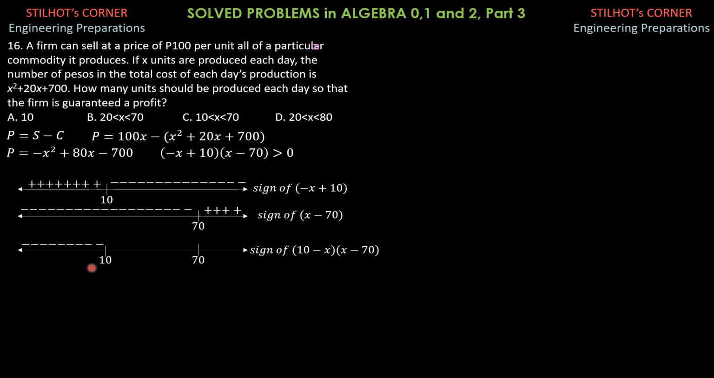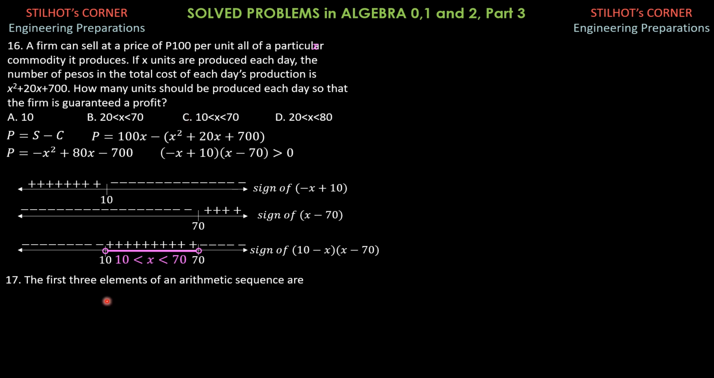So it's negative here because positive times negative is negative, negative times negative is positive, and negative times positive is negative. So since these factors should be greater than 0 or positive, then the solution would be 10 to 70 as shown. So open at 10 and 70. So 10 is less than x and x is less than 70. So that's the solution, and it is C.